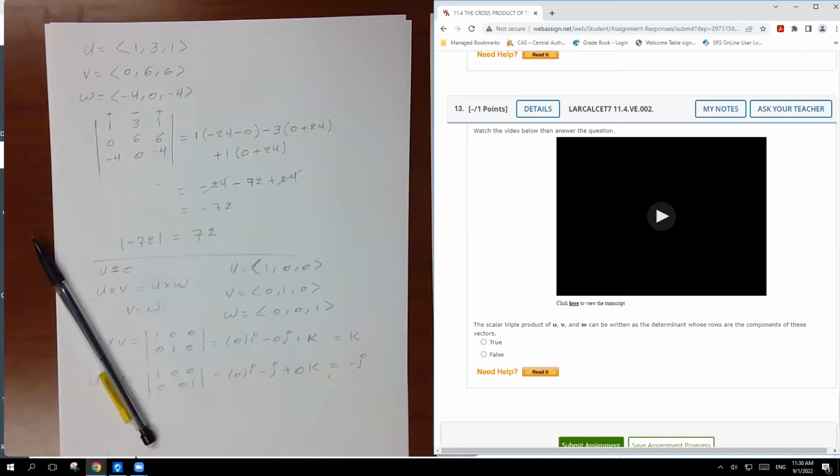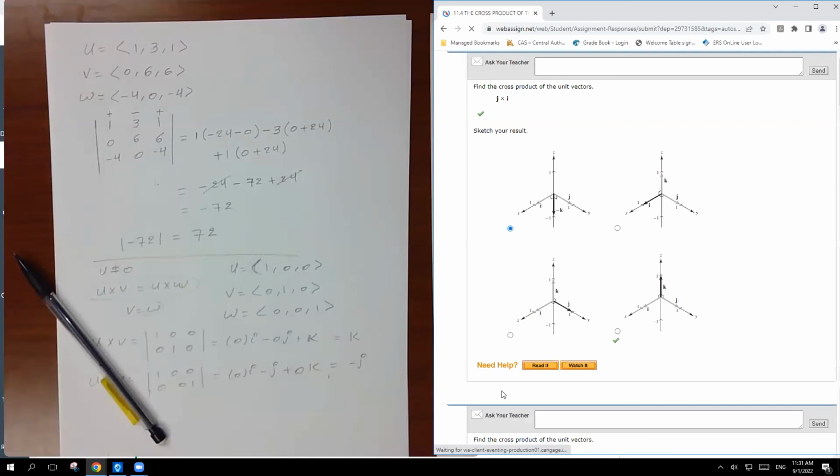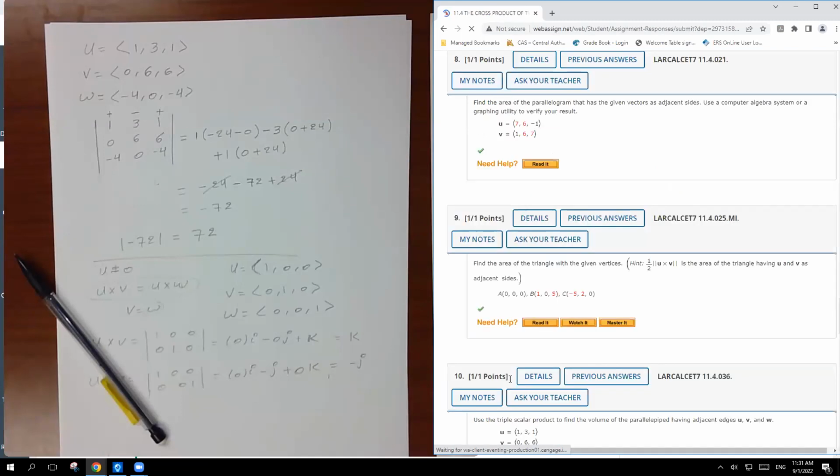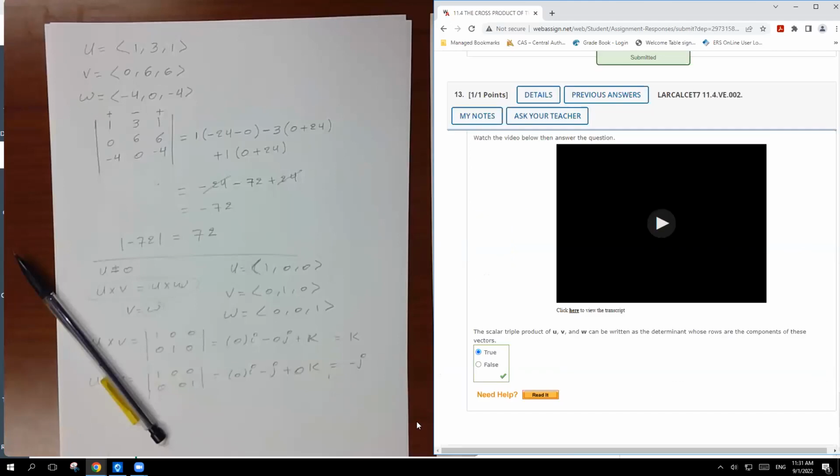When we did the triple scalar product, the determinant's rows are the components of these vectors. Is that right or no? It's true. It's true. This is the last one. So that's it. Wow, these examples.